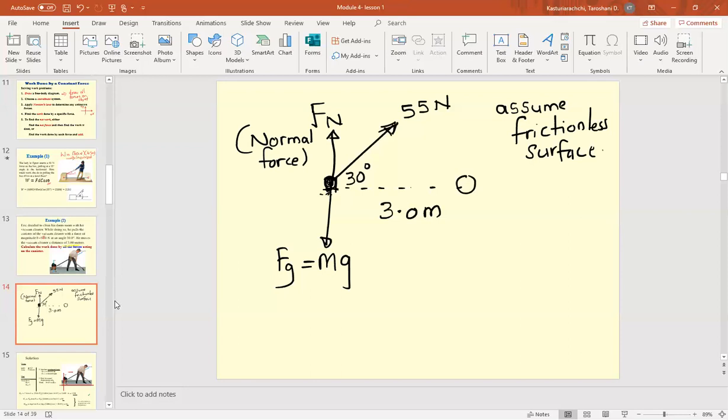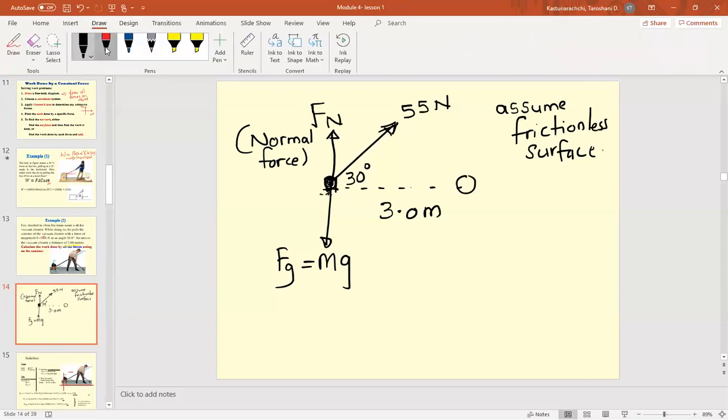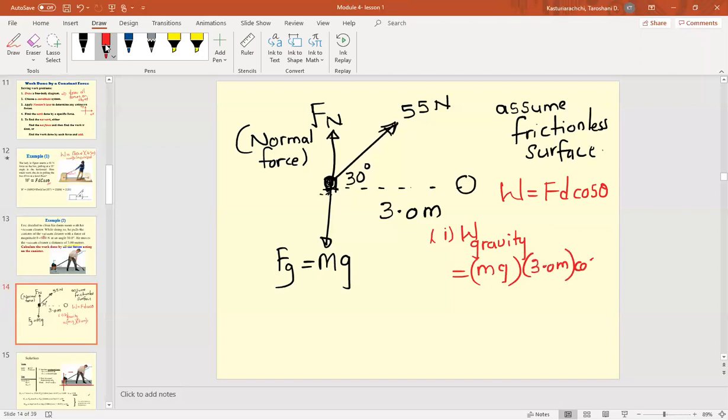Okay, now it's asking to find the work done by all forces. But I know this is the only thing I should know, right? Work done is F d cosine theta. Let's do one by one. Work done by gravitational force, Fg. Work done by gravity would be gravitational force mg, displacement 3 meters. What is my cosine now?